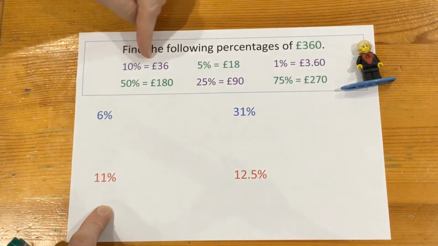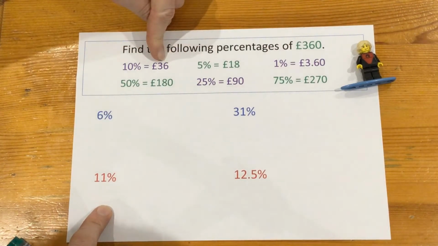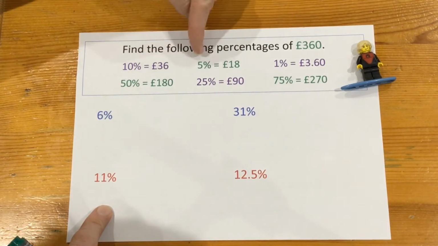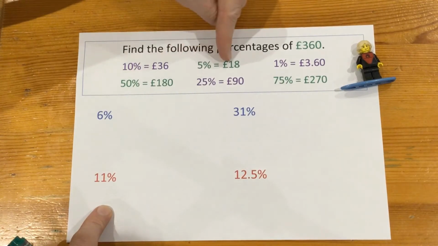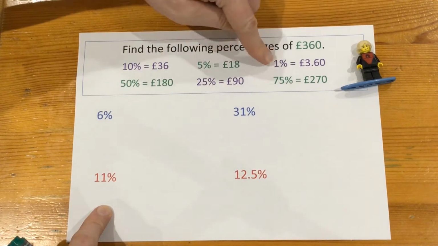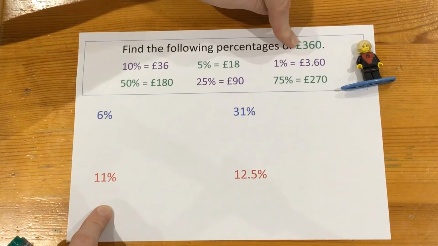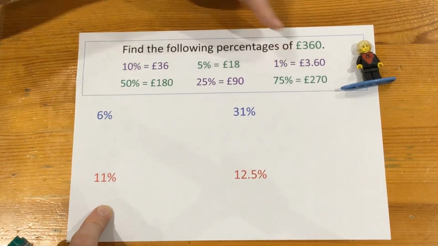I know 10% of £360 is £36. Half of 10% is 5%, so 5% must be £18. 1%, 360 divided by 100 is £3.60.